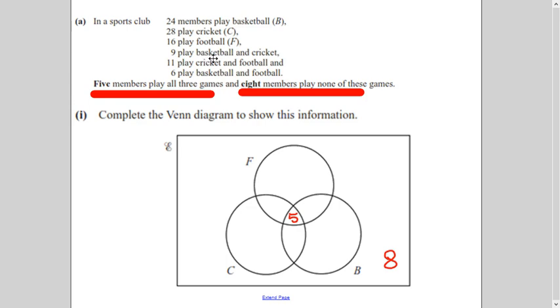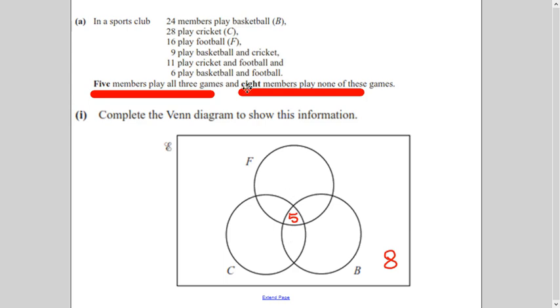So let's go to where he's talking about together in 2 games. Let's see what he's saying. Basketball and cricket by 9 people. So basketball and cricket is this portion, so the sum of this is 9. So what should come here, only in this portion? 9 minus 5, 4.